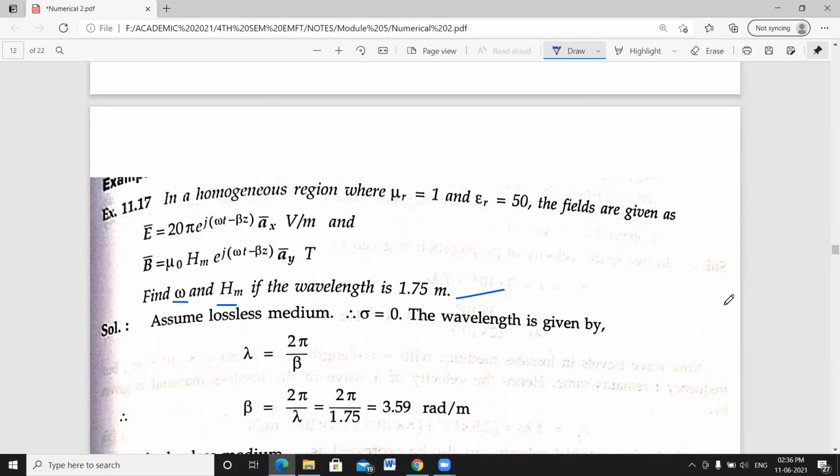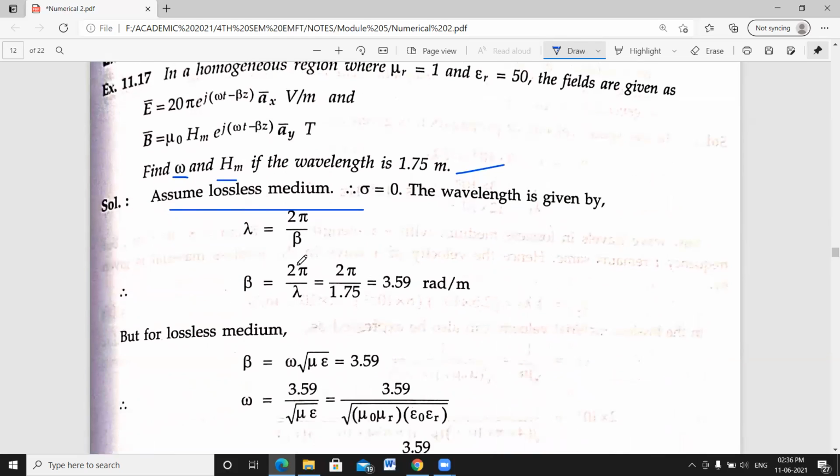It's a homogeneous region. Therefore, assuming it is a lossless medium, conduction is going to be 0. The wavelength equation is lambda equals 2 pi by beta, so beta equals 2 pi by lambda. Then 2 pi by 1.75 gives 3.59 radians per meter. For a lossless medium, beta is omega times square root of mu epsilon, which is 3.59.